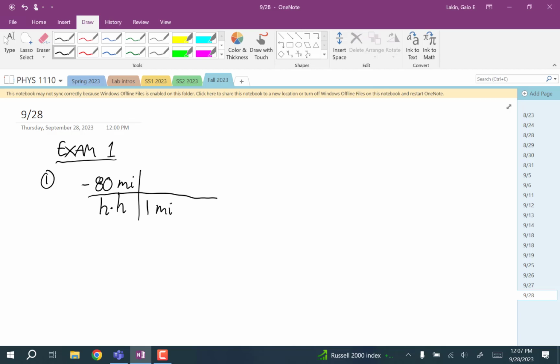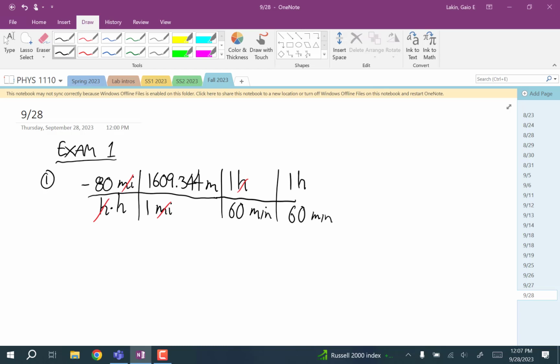So 1 mile is 1609.344 meters. 1 hour is 60 minutes. Then we've canceled one of those hours. We need to do it again. And now we're at units of meters per minute squared. So now the last thing we have to do is go from meters to millimeters.